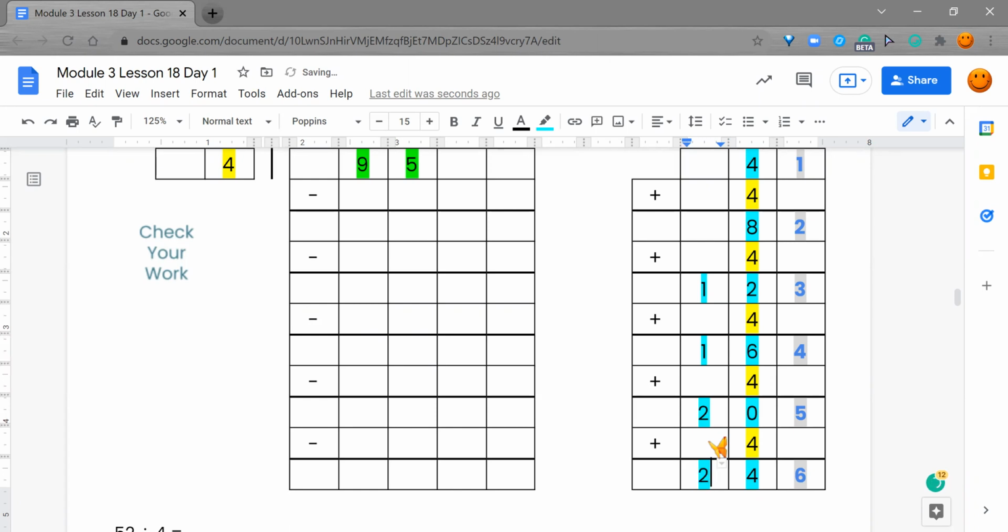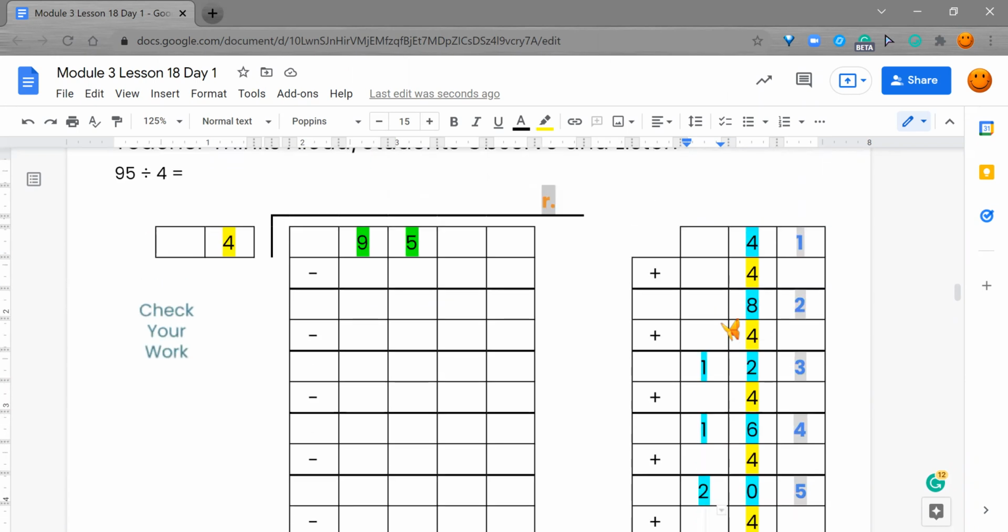Oh, make sure I write the right number. So these are our multiples of 4. Multiples of 4 are 4, 8, 12, 16, 20, 24, 28, 32, 36, and 40. Those are our first 10 multiples of 4.